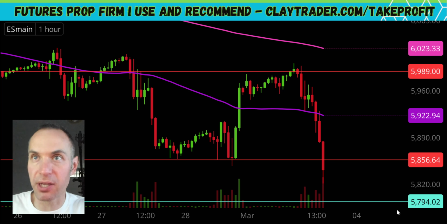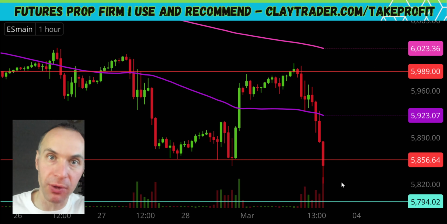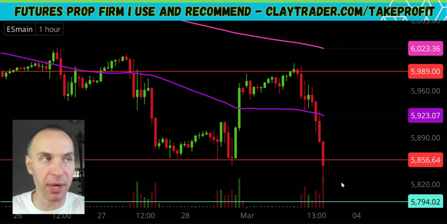And then in terms of areas of support, down there at 57.94 is still out there. And if it gets tested, will it create a bounce? I don't think anybody would be shocked by that. But again, there are no guarantees, and that's why risk management matters. But yeah, right now, just pretty much straight down.